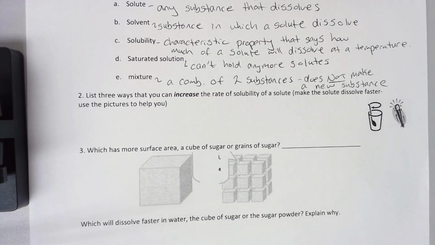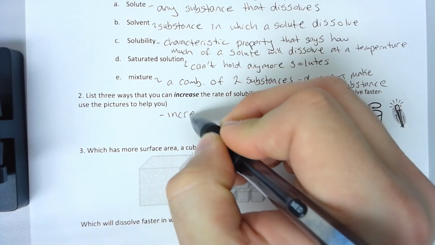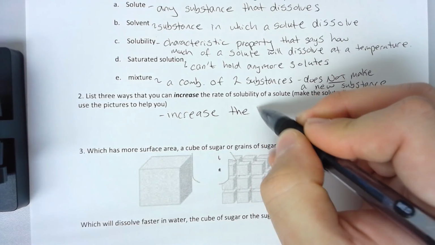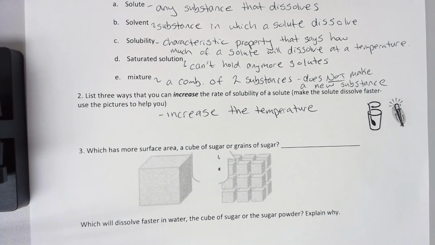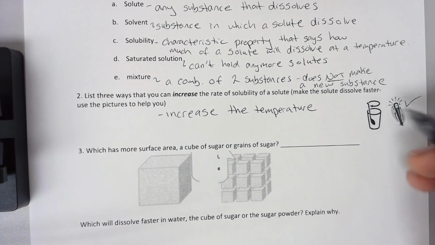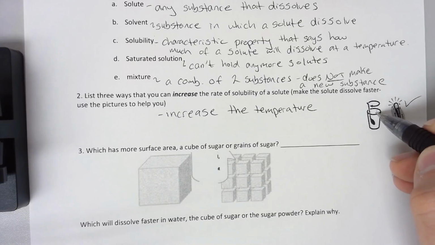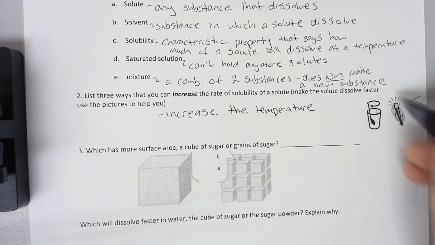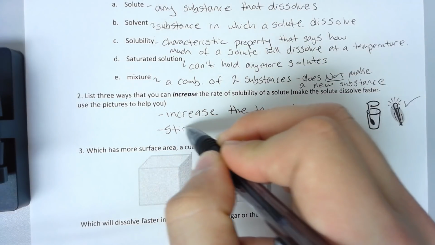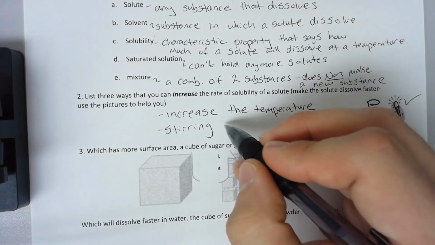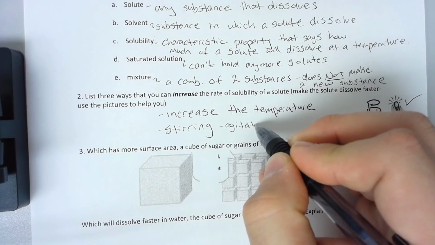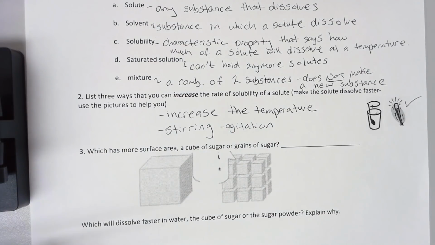So if I had sugar and I wanted to dissolve it faster in water, there are 3 things I can do. I can increase the temperature, and we did that in a lot of these labs, especially the virtual one. If you increase the temperature, the rate of solubility increases. So that's this picture. And this one, what is this spoon doing? It's stirring. So when you stir something, you also increase the rate of solubility. You make it dissolve faster when you stir it. That's also sometimes called agitation, but you can just know that it's stirring.